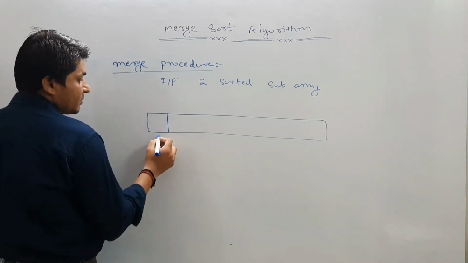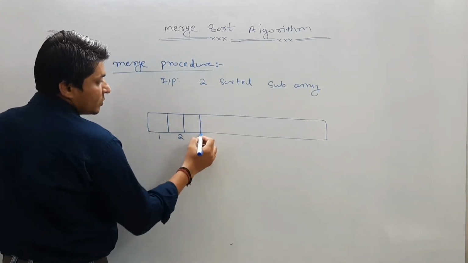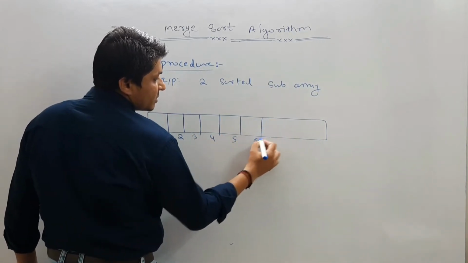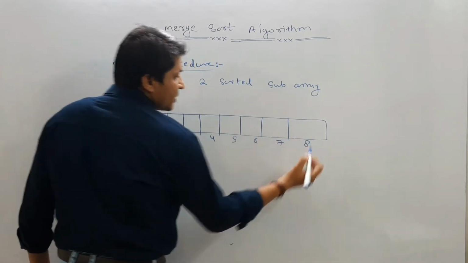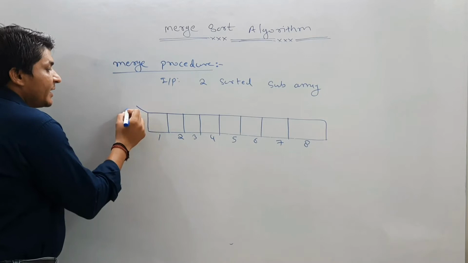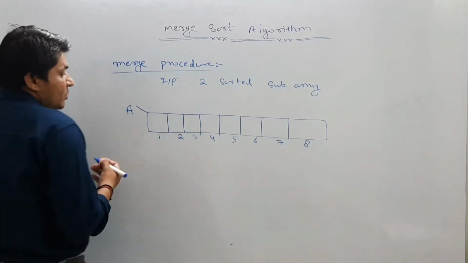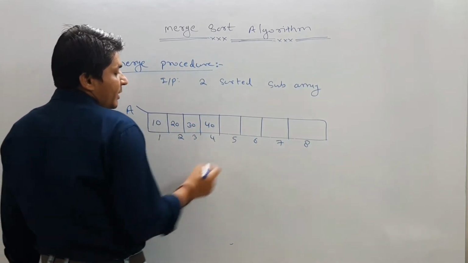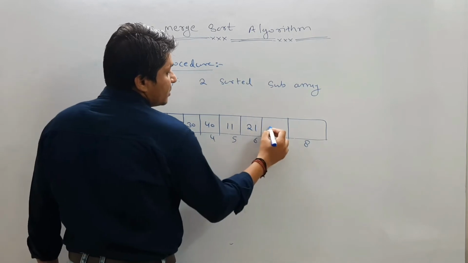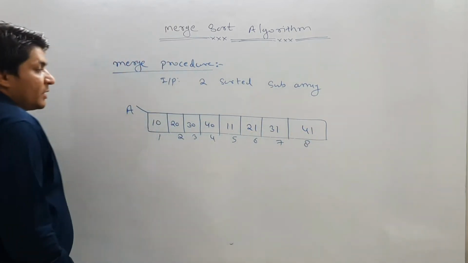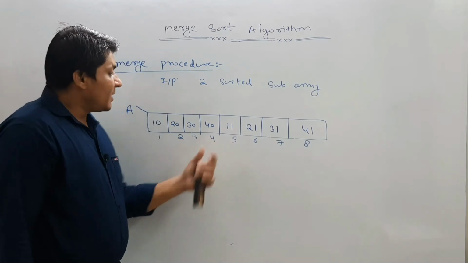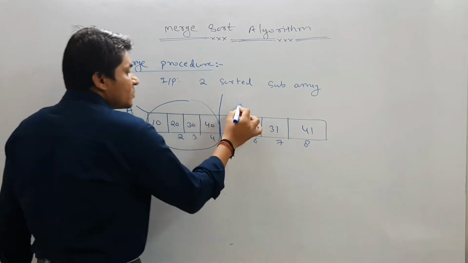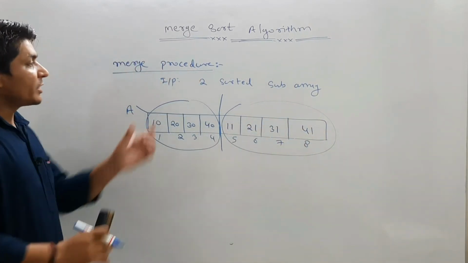Let's suppose our array contains how many elements? The array contains 8 elements. Now in this array, let me store some elements. So let's say this is 10, this is 20, this is 30, and this is 40. Let me store 11, 21, 31, and 41. So this array is not actually a sorted array, but if you see, this is one of the sorted arrays, and this is also one of the sorted arrays. Means what? We are having two sorted subarrays.